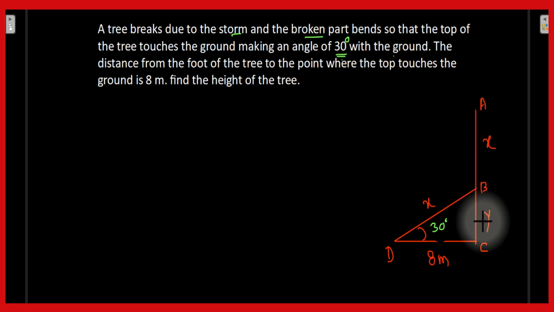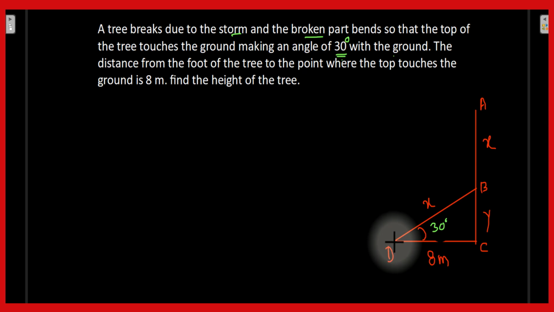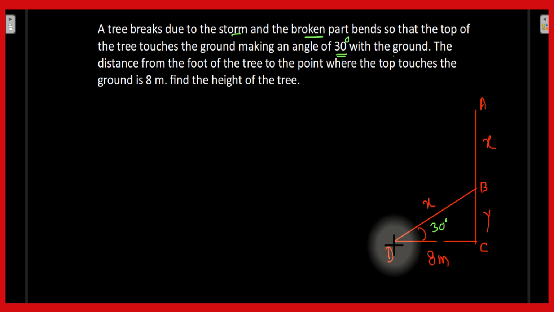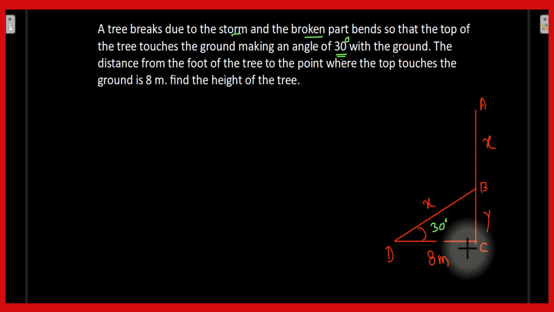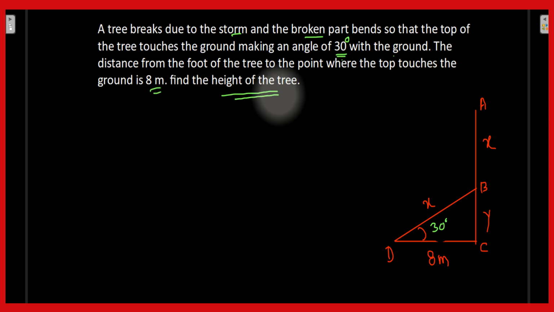Due to storm, a tree, AC is a tree, it breaks at one point and falls down, and this top touches the point D. The top of the broken part touches the point D at a distance of 8 meters from the foot of the tree. So here the distance from the foot of the tree to the point where the top touches the ground is 8 meters. Find the height of the tree. We have to find the height of the tree.